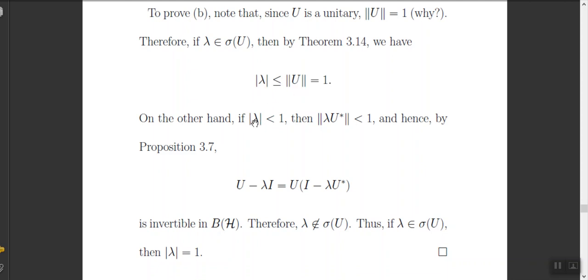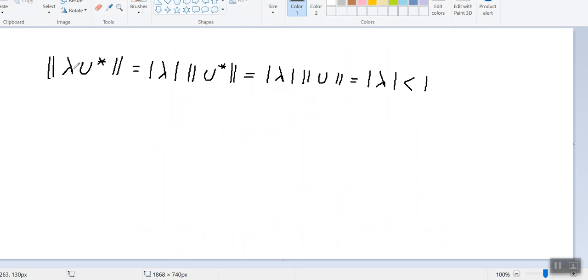So suppose the absolute value of lambda is less than 1. Then the norm of lambda U star is less than 1. Why is it like that? It is easy. I have done it here for you. The norm of lambda U star equals, by the property of the norm, the absolute value of lambda times the norm of U star, and this equals the absolute value of lambda. Do you remember the norm of U star equals the norm of U for every bounded linear operator? And the norm of U is 1.